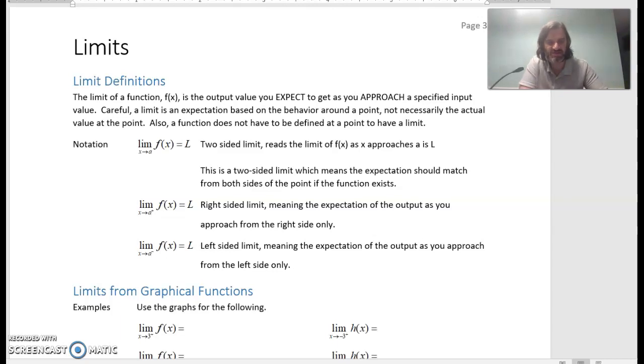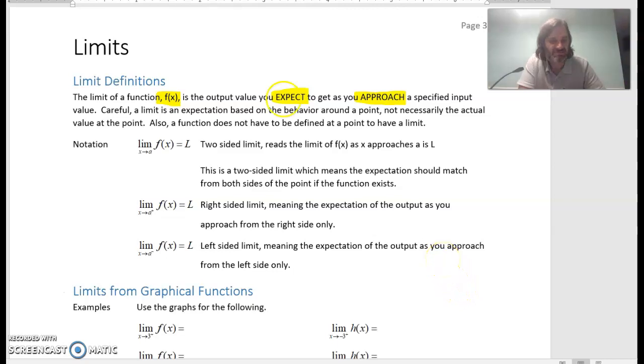But let's see here. What do we got? We've got the limit of a function. Our function is going to be f of x. It's the output value you expect. Notice I've got that word capitalized. Expect to get as you approach a specific input value. As we get going, that will make a lot more sense. But it's the output you expect to get as you get close to a specific input.